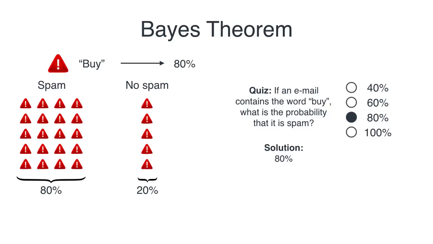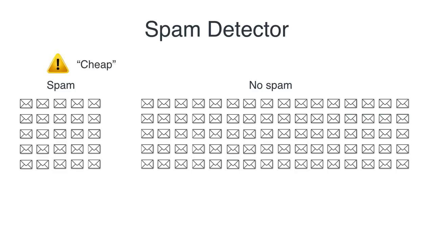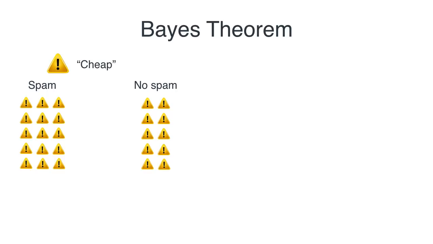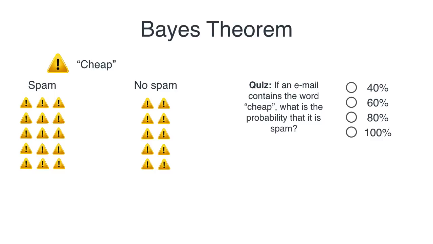So just for fun, let's do it for a different property, for a different word. Let's say that we think that the word cheap may also be a good way to tell if an email is spam. So let's study this word. We count how many times the word cheap appears in spam emails. That's going to be in 15 of them. And from the non-spam, 10 of them have the word cheap. So we forget about the rest. And quiz, again, if an email contains the word cheap, what's the probability it's spam? 40, 60, 80, 100. Again, feel free to pause the video. I'll tell you the answer.